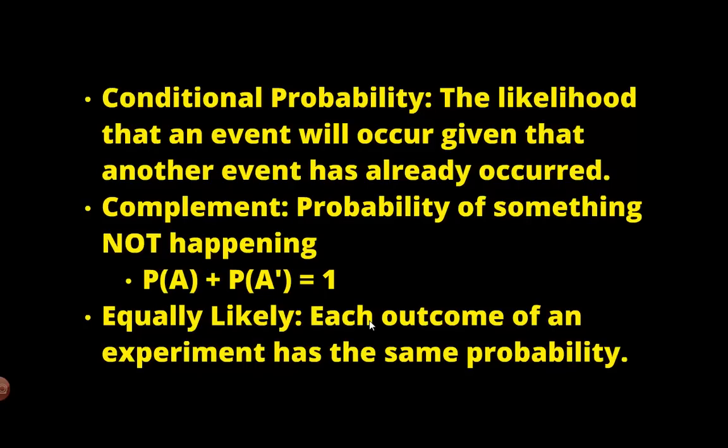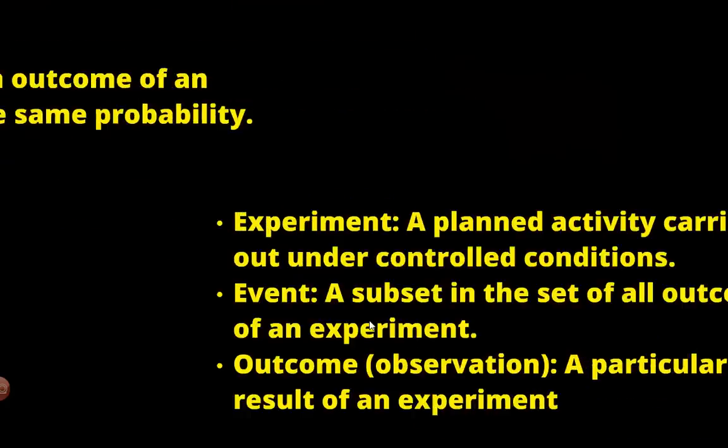Each outcome of an experiment has the same probability. Well, that makes sense, right? If something is equally likely to occur, it's a 50-50 chance, or if we have 4 things, there's a 25% chance of everything occurring. Those things just kind of make sense.